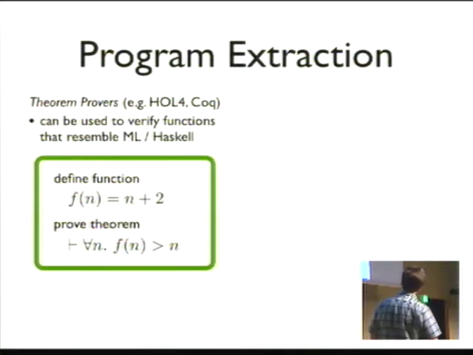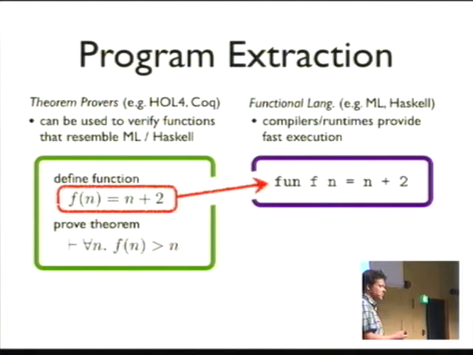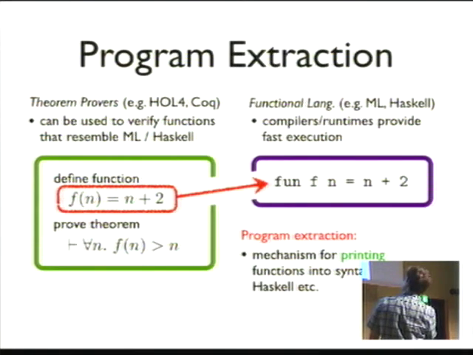But if you then view these functions as a functional program, then you might want to take them out into the real world of Haskell or ML or so forth to get fast execution or have them as standalone things. So the common approach to that is to do program extraction. What this means is you essentially take the function and print it into the syntax of the external language.